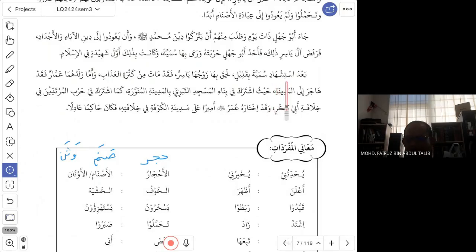Ba'da istishhad, so after the death of Sumayya, biqalil. Qalil literally means a little. But here, these two words, ba'da so and so, biqalil, mean not long after. So not long after the death of Sumayya, what happened? Lahiqa biha zawjuha Yasir. So her zawj, her husband, Yasir, lahiqa. Lahiqa means joined her. Joined her means he also died as a shahid.